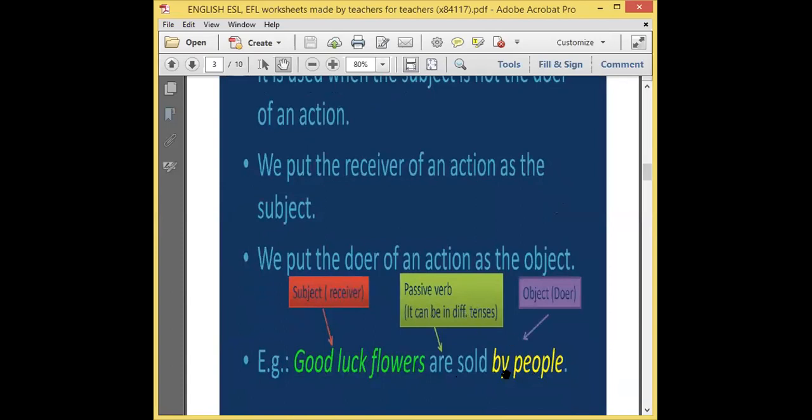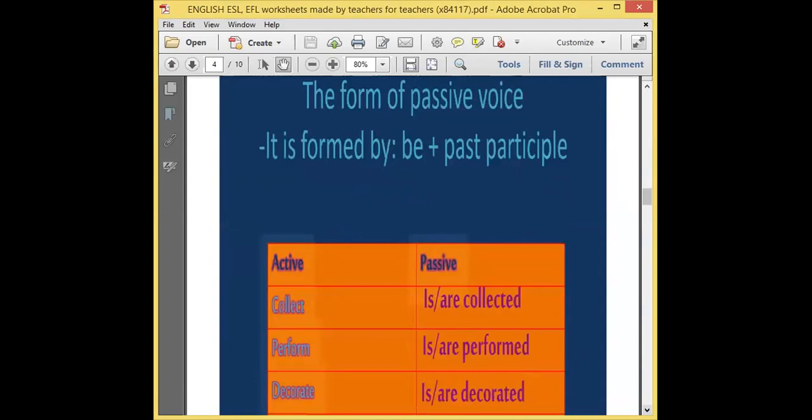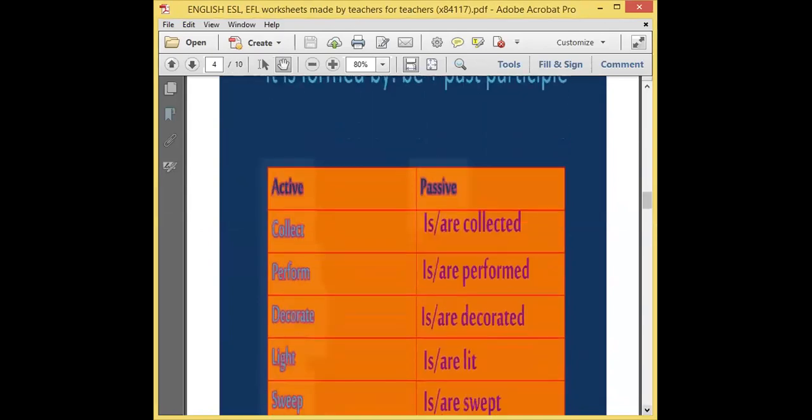So do not forget to use the preposition by after the object, which has become the subject, and after that we have the be form plus the past participle. After that you should put the preposition by, and after that you should mention the original subject of the sentence. So this is how to form a sentence in the passive voice: verb to be plus past participle.